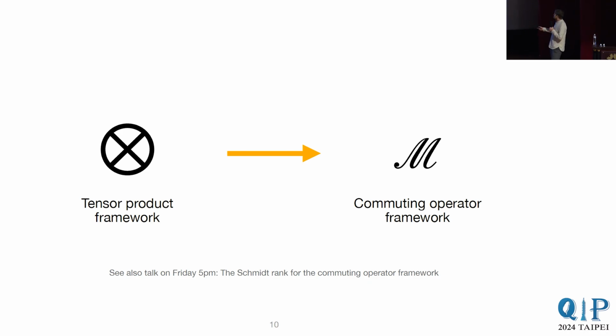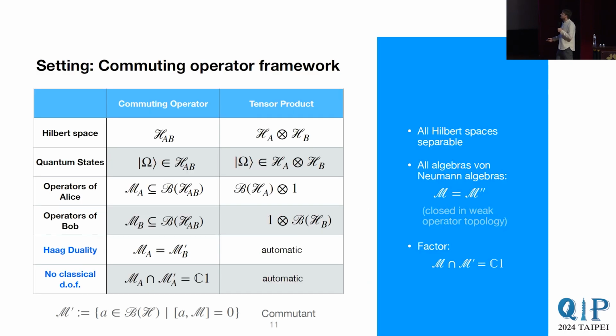Okay, so what is this commuting operator framework? Just to remind you, usually if we describe quantum mechanics with local systems, what we do is we take one Hilbert space for each of the systems, and we take the tensor product to obtain the global Hilbert space. Then the states are just vectors or density matrices on this Hilbert space. And the operators that Alice and Bob use to manipulate and measure their systems are the bounded operators on each of these Hilbert spaces.